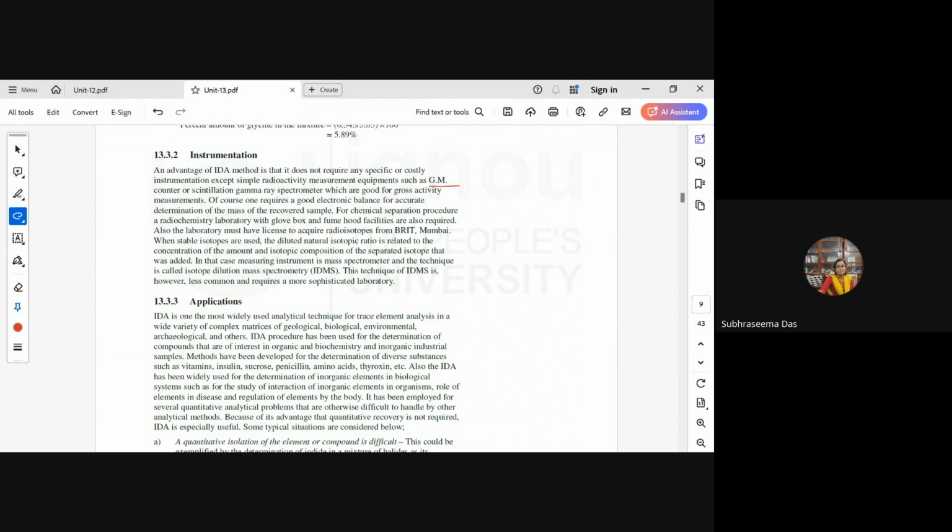In that case, the measurement is through a mass spectrometer, and this technique is called isotope dilution mass spectrometry, IDMS. However, the measurement of IDMS is very sophisticated, and it is not favored much.